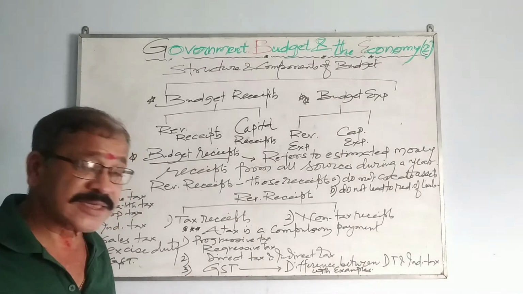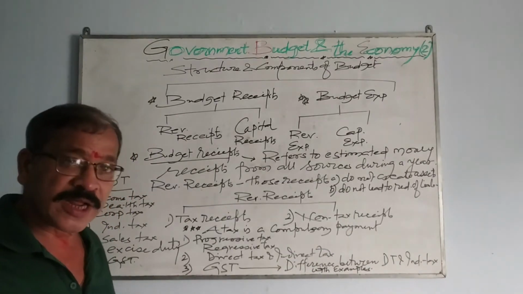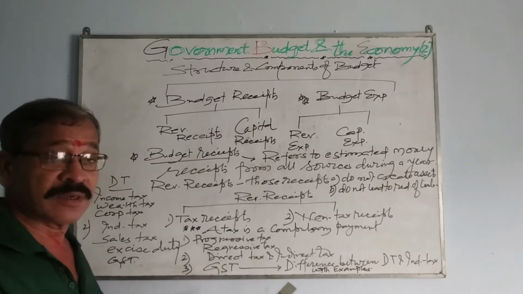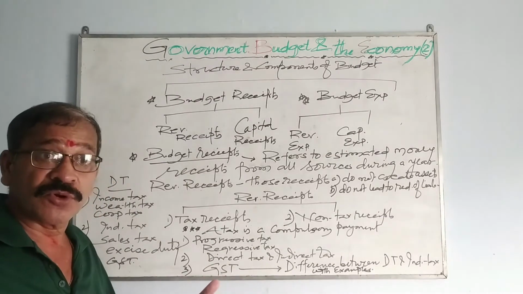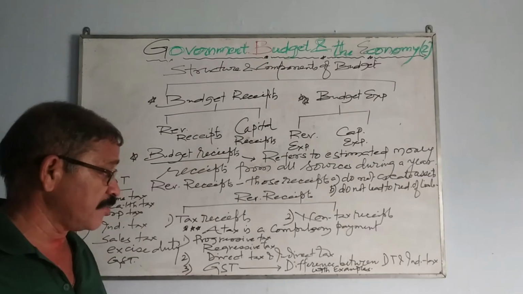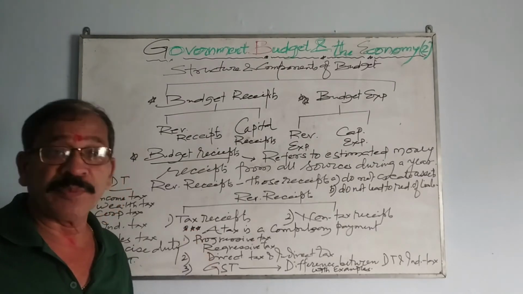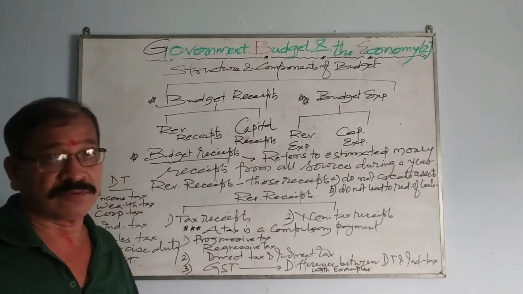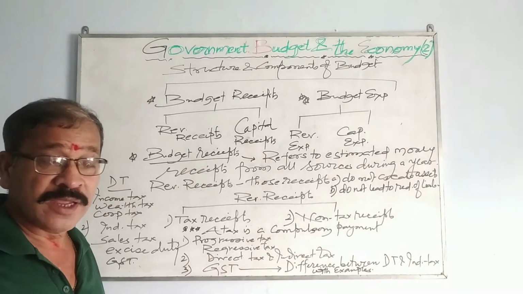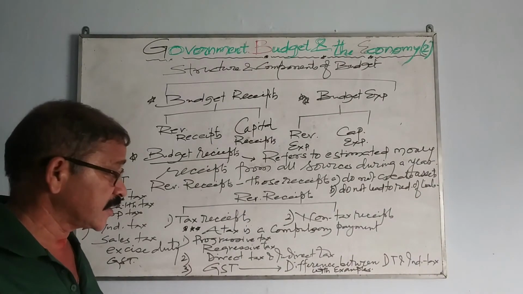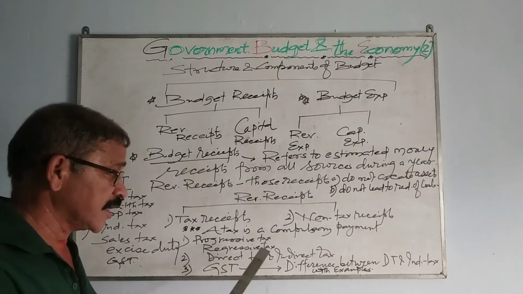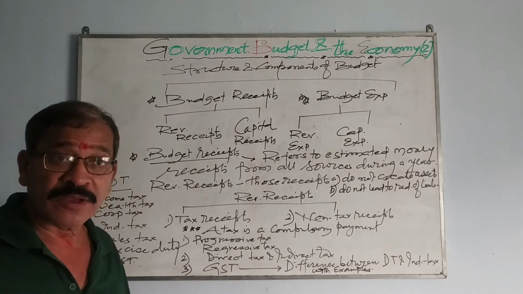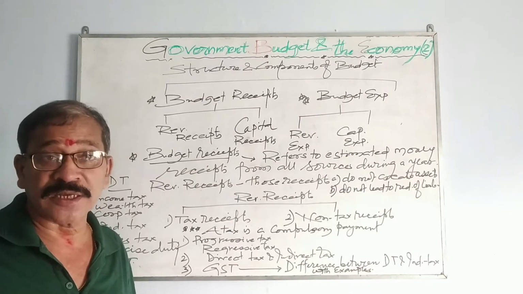One is tax receipts, the other is non-tax receipts. Tax receipts are those receipts, rather, before that we should know what is tax. Tax is a compulsory payment that must be paid by individuals, households, and firms. Taxes are of different types: regressive and progressive tax, direct and indirect tax, GST. So what are direct taxes?